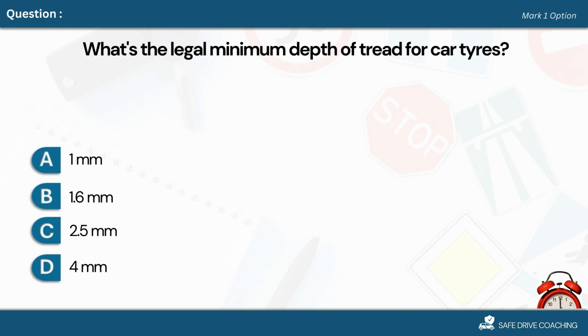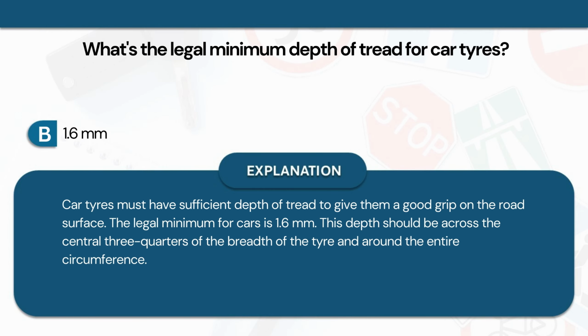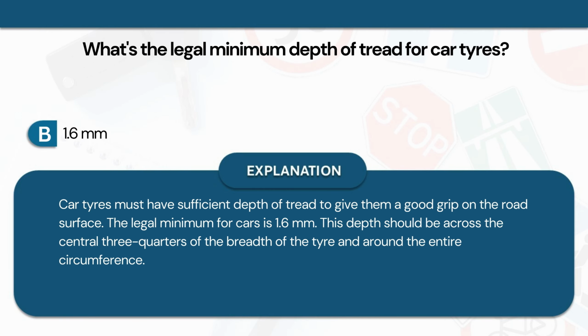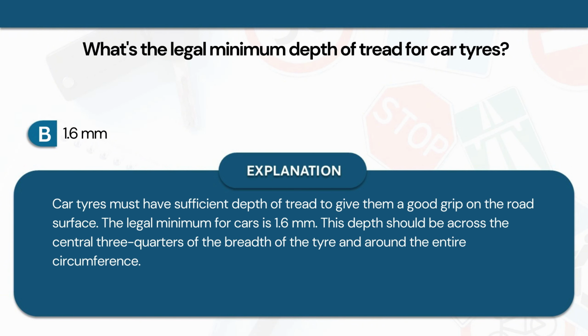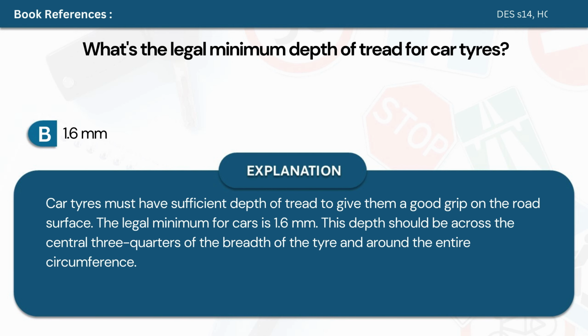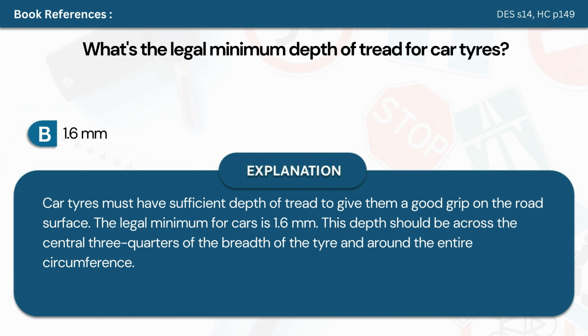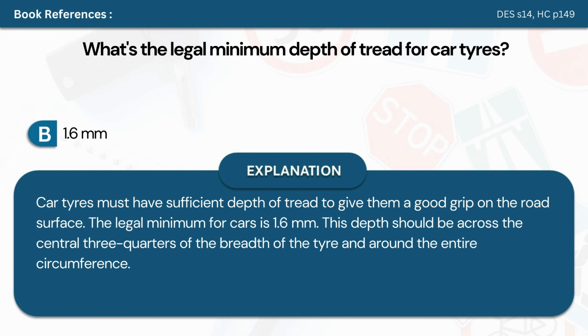The correct answer is B. 1.6 millimeters. Car tires must have sufficient depth of tread to give them a good grip on the road surface. The legal minimum for cars is 1.6 millimeters. This depth should be across the central 3/4 of the breadth of the tire and around the entire circumference.